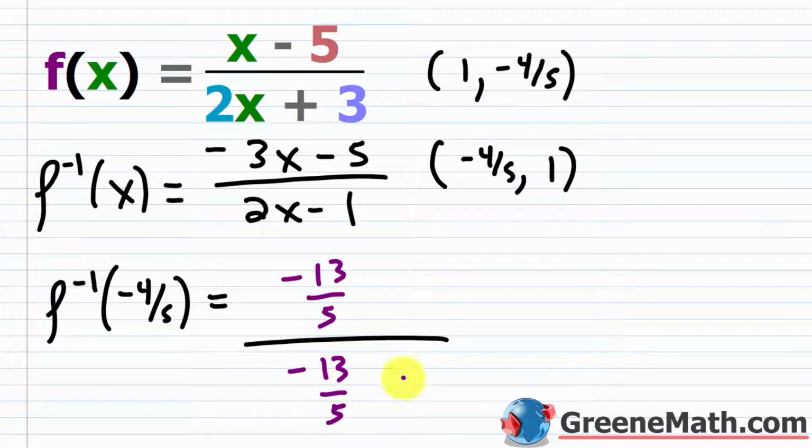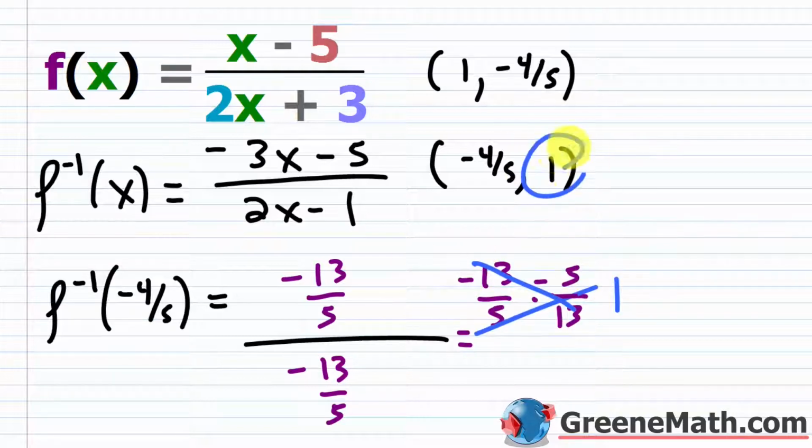So what do we get? Negative 13/5 divided by negative 13/5. The same non-zero number divided by itself is 1. We know that this would be negative 13/5 times the reciprocal of this, which is negative 5 over 13. And again, these cancel and become 1, which is exactly what we said, right? We plugged this in, we got a 1. So these guys are inverses of each other. Again, in the next lesson, I'll show you exactly the process you can use to prove this.